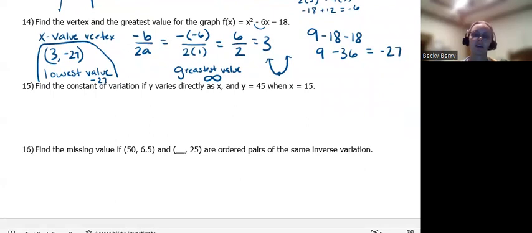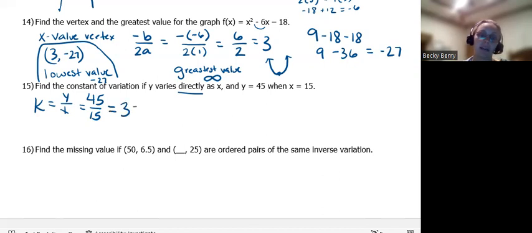All right, the constant of variation, if y varies directly as x, y is 45 and x is 15. Okay, direct variation is going to be where the constant is a fraction. And we just put the y over the x, so we say 45 over 15. If you can reduce it, go ahead. So 45 divided by 15 is 3. That is our constant of variation.